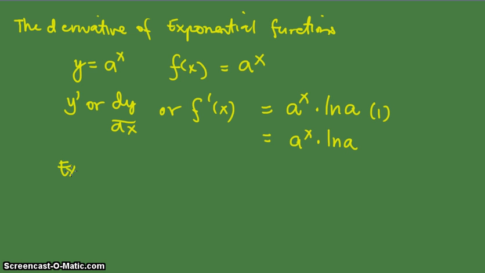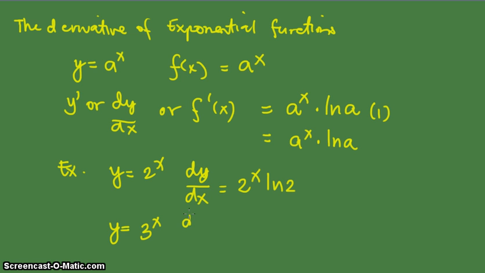So for example, if I have to get the derivative of y equals 2 to the x, dy over dx is simply 2 to the x ln of 2 times the derivative of x, which is just 1. Okay. In the same manner, if I want to get the derivative of y equals 3 to the x, then dy dx is 3 to the x ln of 3.